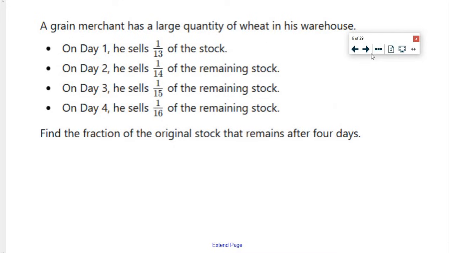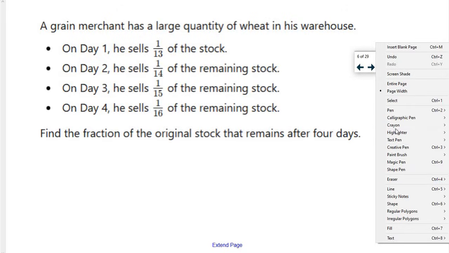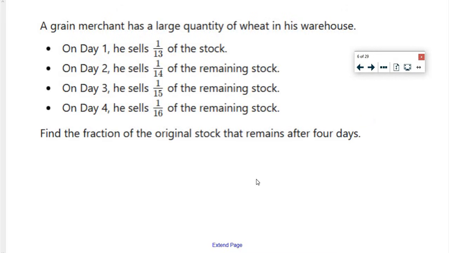The next question is talking about a grain merchant who has a large quantity of wheat in his warehouse. On day 1, he sells 1 upon 13. And on day 2, he sells 1 upon 14. And on day 3, he sells 1 upon 15. And on day 4, he sells 1 upon 16 of the remaining stock.